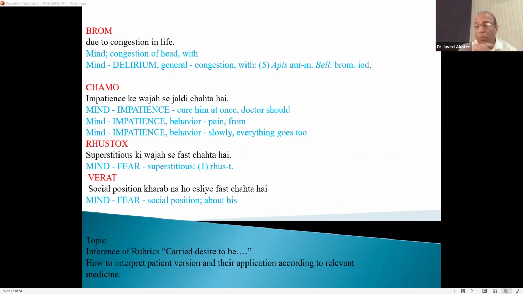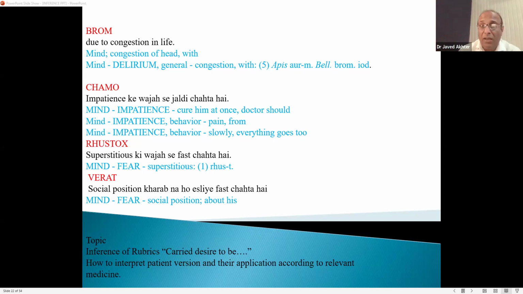And Bryonia, why Bryonia? Due to congestion in life. What is the reason behind this? Mind congested, head congested, with delirium. Everything is congestion. I have a congested mind due to congestion in life. Someone says, I am very confused about this, life is too much congested, this is why I want to be equipped immediately. This is Bryonia.